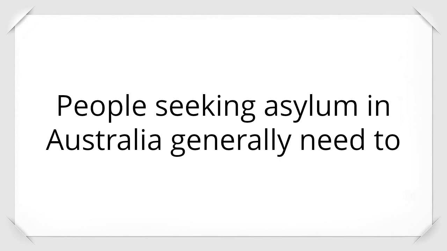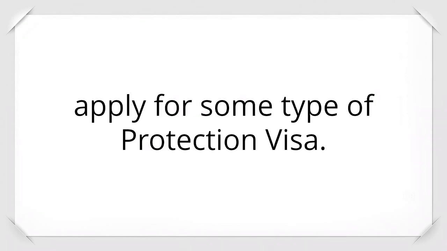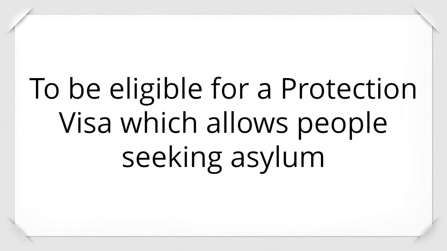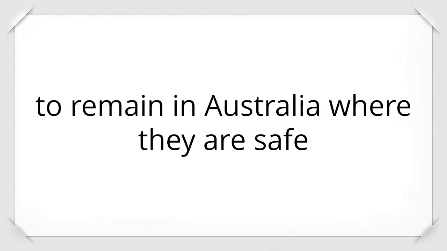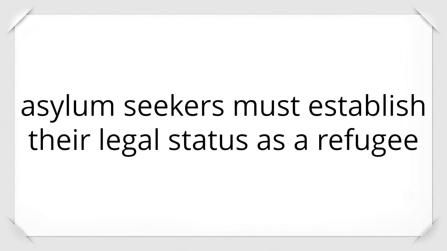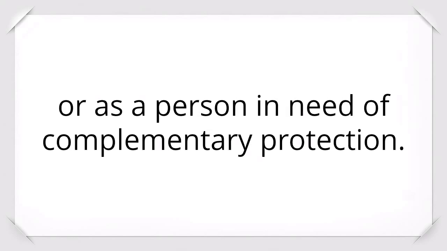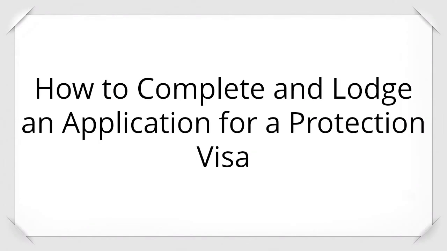People seeking asylum in Australia generally need to apply for some type of protection visa. To be eligible for a protection visa, which allows people seeking asylum to remain in Australia where they are safe, asylum seekers must establish their legal status as a refugee or as a person in need of complementary protection.